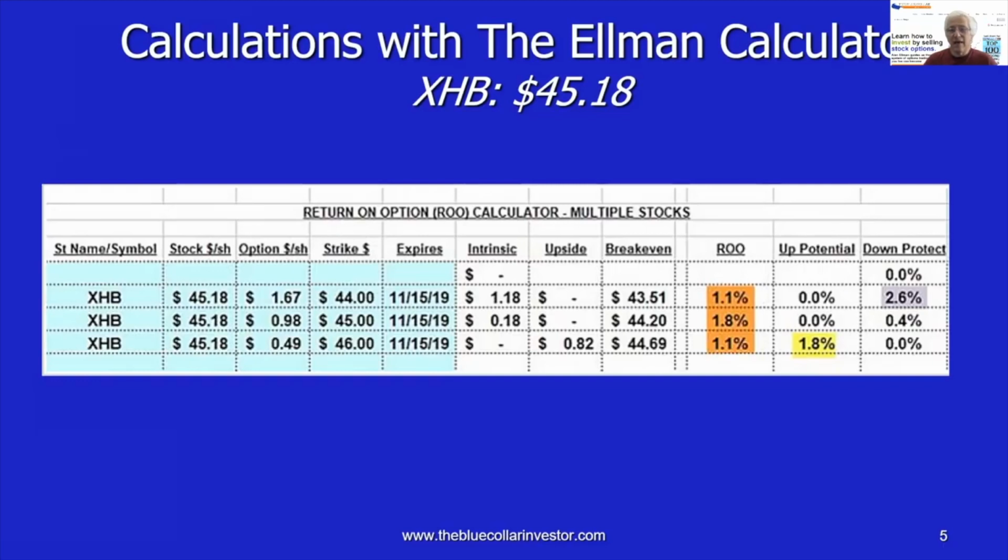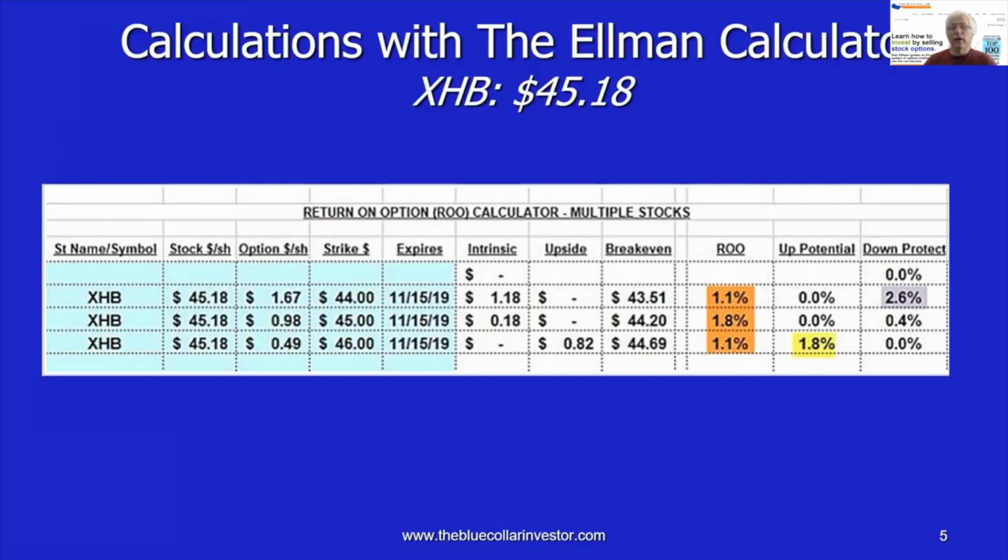Now, the slightly in the money 45 strike, call it near the money or almost at the money, generated a return on the option of 1.8%. So at the money or near the money options always give you the highest initial return. Once again, it's slightly in the money, so there's no upside potential, and there's a very, very small downside protection of that 1.8% of 0.4%.